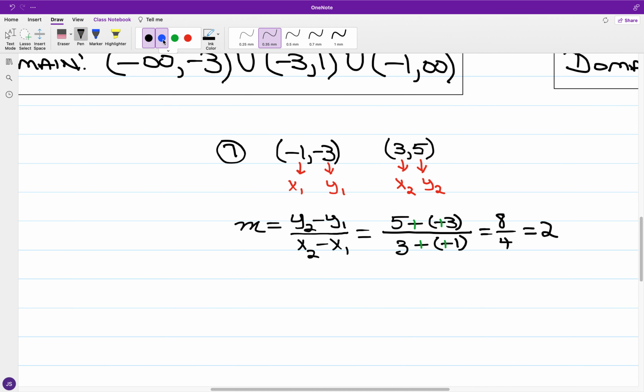And setting up what we have and following through, now you can choose either ordered pair to represent x1, y1 in the point-slope equation. You could choose either -1, -3 or 3, 5.